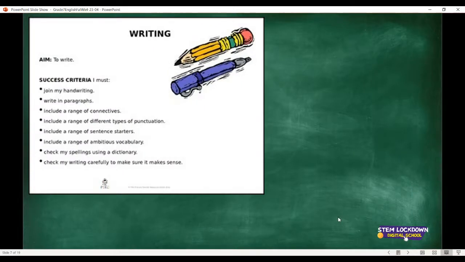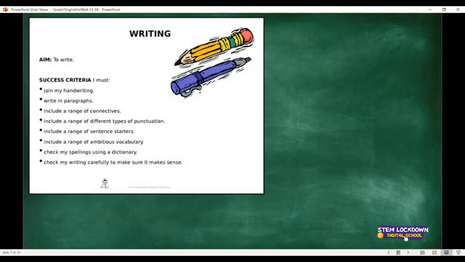Now, writing. Your writing, are you going to join it or are you going to print? Are you going to have little paragraphs or not? Are you going to connect words and sentences? Are you going to use different kinds of punctuation? Have you included different kinds of sentence starters? How's your vocabulary? Did you get adventurous with it? How's your spelling? Is it deliberately incorrect or do you need to fix something using the dictionary? Are you writing carefully and making sure it makes sense?